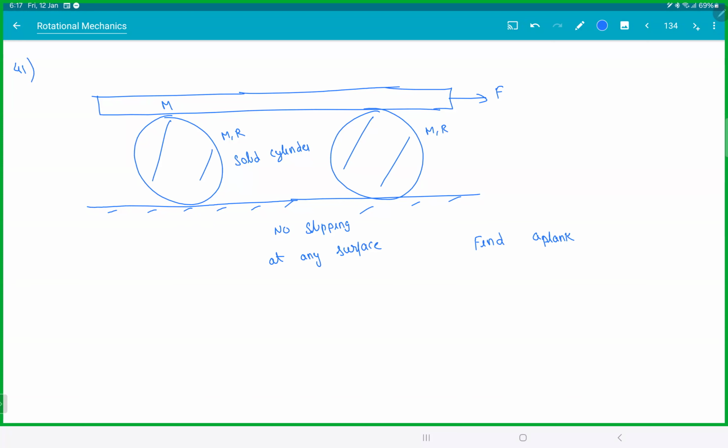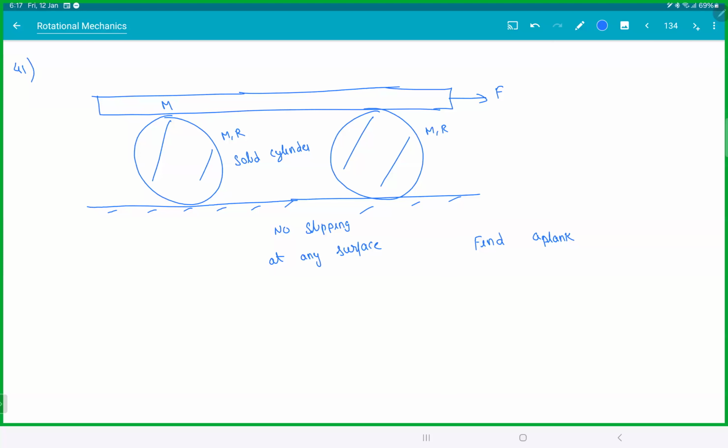Get this. Two cylinders, you kept a plank on top of it. There's no slipping at any surface, meaning even the plank and the cylinders are not slipping. Cylinders on the ground are not slipping. Process is the same. Here I can tell you one thing, see, because both the cylinders are symmetrical, if you can draw one cylinder FBD, that is sufficient. Drawing both is of no use. You'll get the same values anyway.